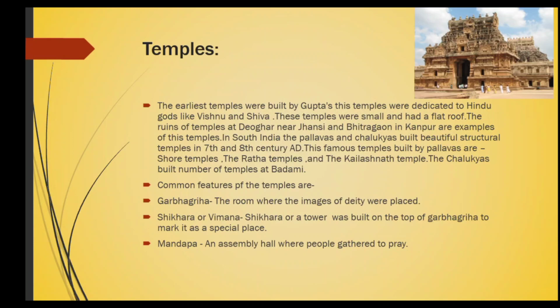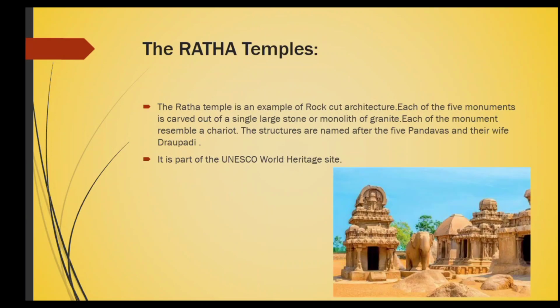So this one, too, we know about the temples. Now we are going to move to the Ratha temples. It is part of the UNESCO World Heritage Site. The Ratha temple is an example of rock cut architecture. Rock cut architecture means what? Does anybody here know? Maybe not, because you are all new in this chapter. So I am telling you, rock cut architecture means there will be a big rock, a big stone like a monolith.